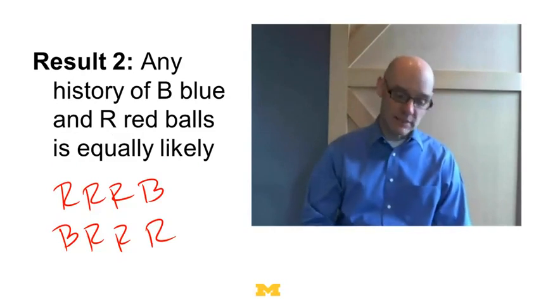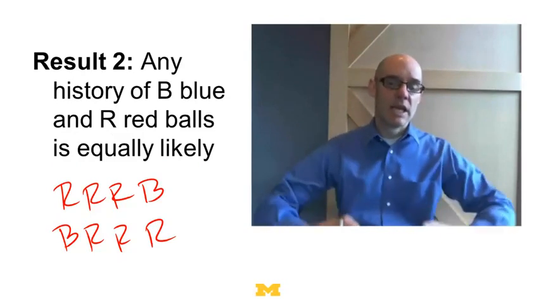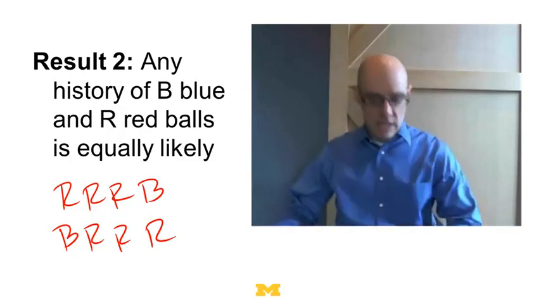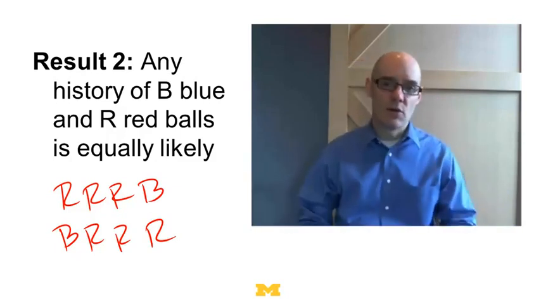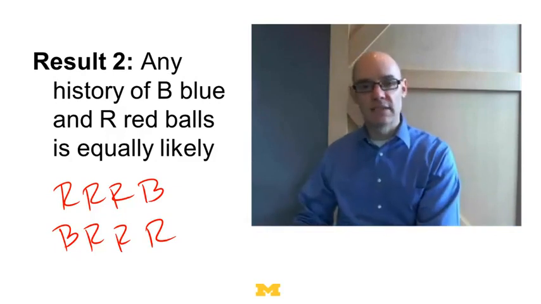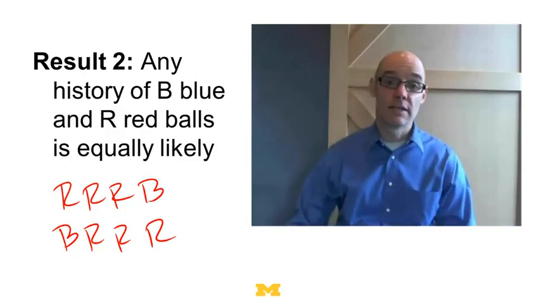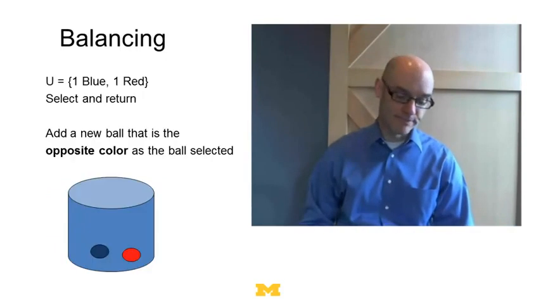So what this means, and the reason this is interesting, is it basically says if you know the frequency of red and blue balls, that doesn't tell you really anything about the order. So if you just see the set of things that happened, you can't infer anything about the order because any order is equally likely. So again, that's sort of surprising.